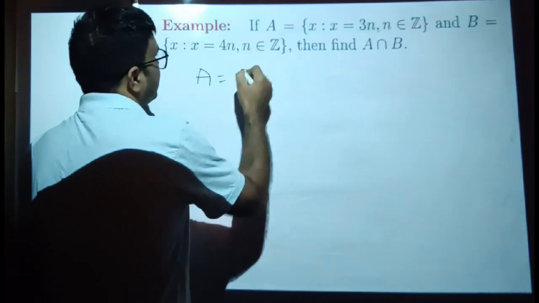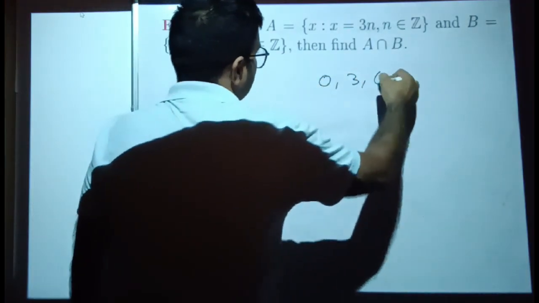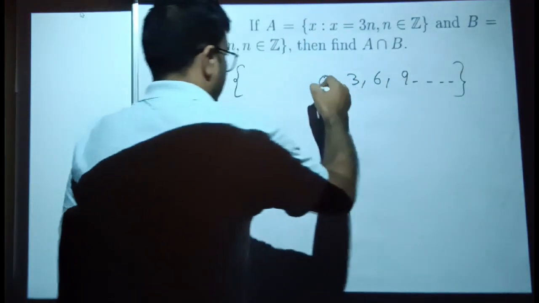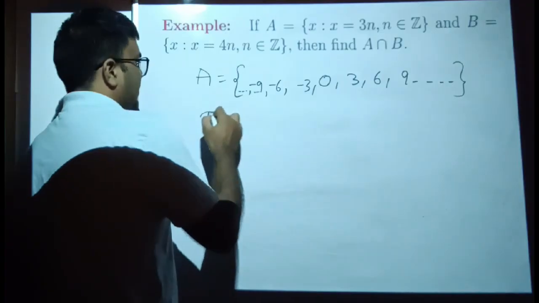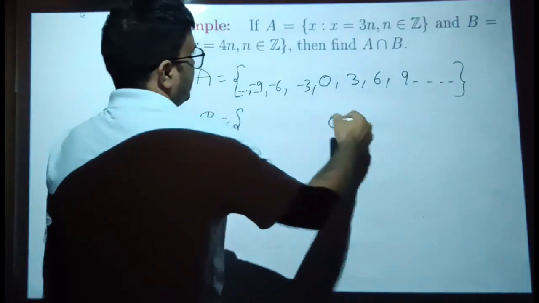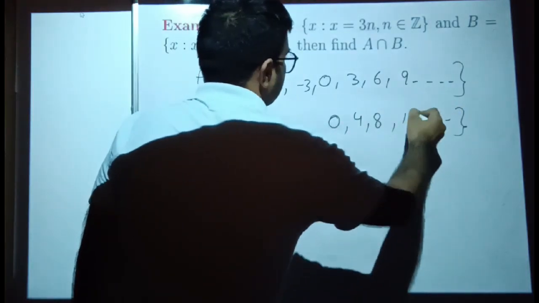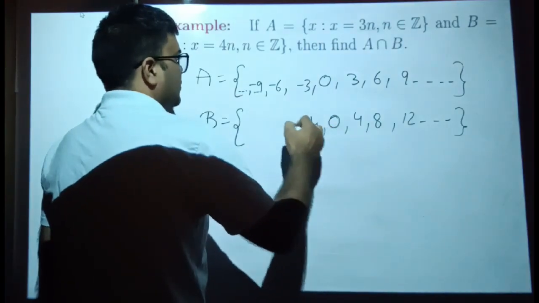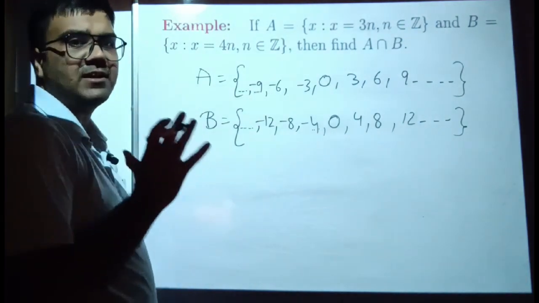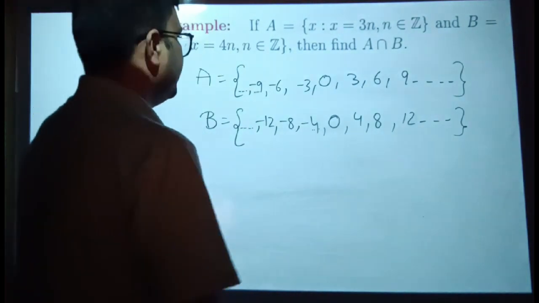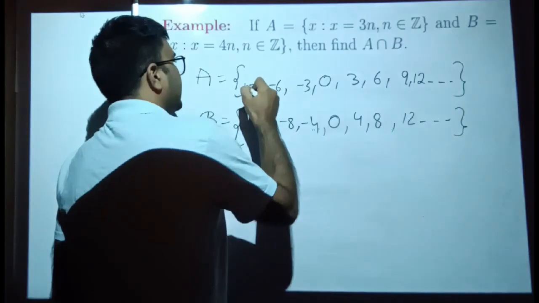If I write the elements of A, n belongs to Z, so 0, 3, 6, 9, and so on, minus 3, minus 6, minus 9 and so on. If I talk about the set B, it is 0, multiples of 4: 4, 8, 12 and so on. On this side it is minus 4, minus 8, minus 12 and so on. What is A intersection B? What are the common elements over here? The first common element is 12. Over here it is minus 12, and so on.